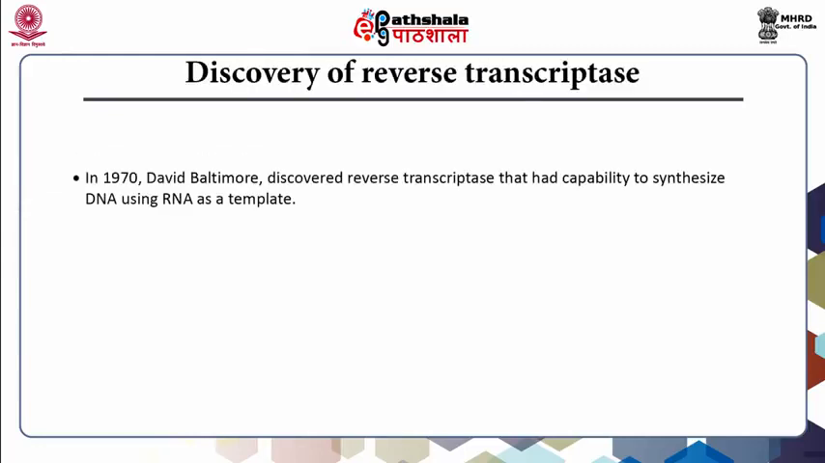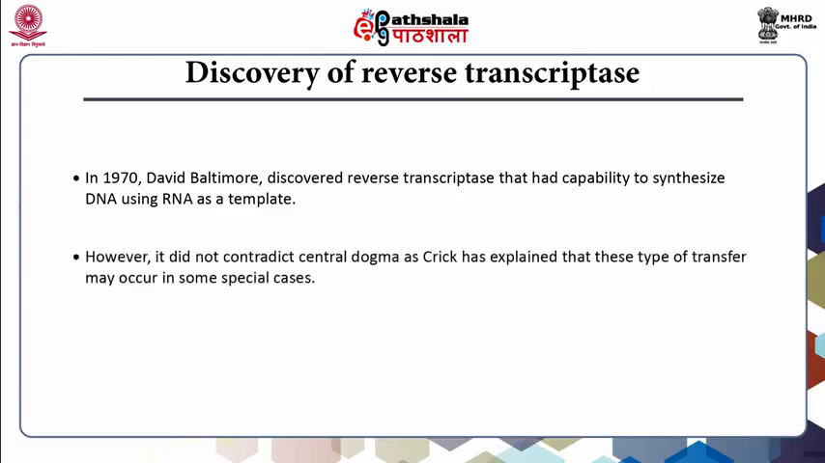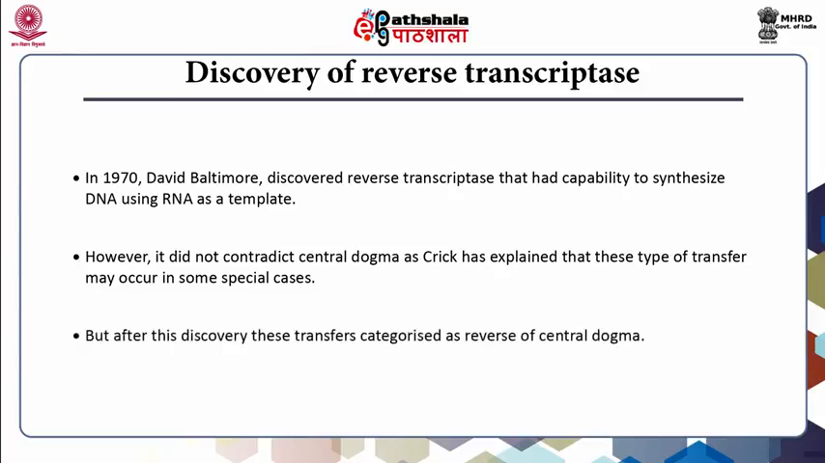David Baltimore in 1970 discovered reverse transcriptase, which had the capability to synthesize DNA from RNA. That means, in such cases RNA can act as a template for DNA synthesis. However, it did not contradict central dogma, as Crick has explained. These types of transfers may occur in some special cases, so it could be considered as a special case. But after this discovery, these transfers were categorized as reversal of central dogma.